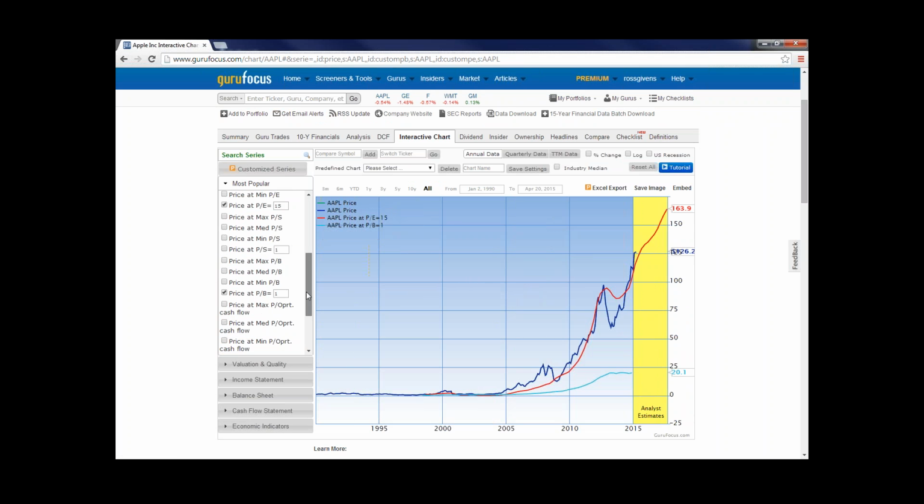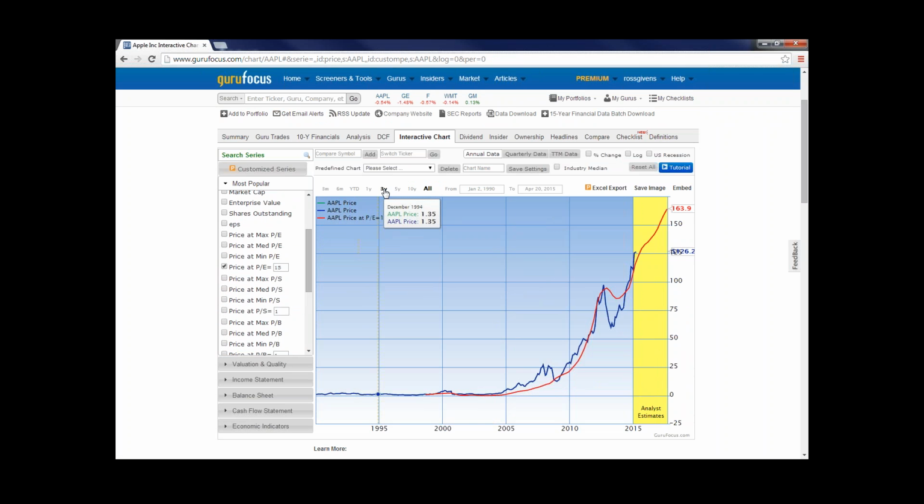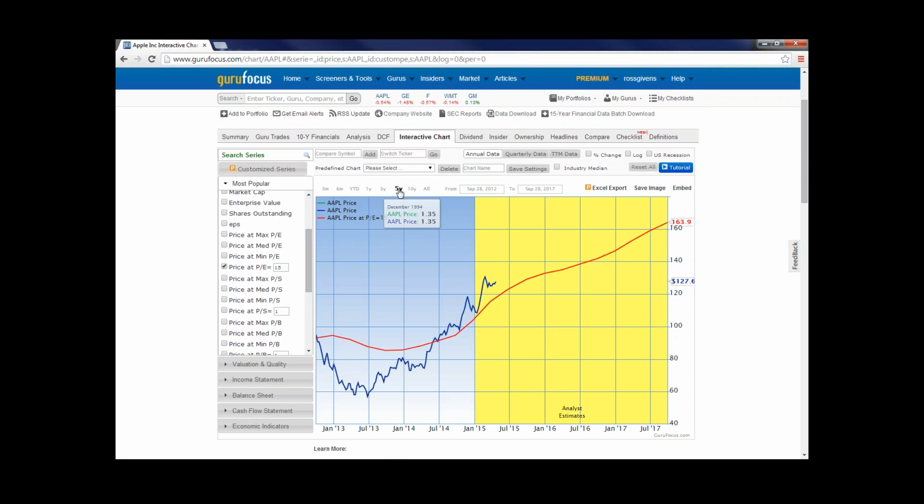What we see here, let's get this price to book one off there. Let's just focus on the earnings. That's really what matters with a stock like Apple. And let's just go down to a 5-year chart. So again, this is where it's really powerful, right? What would you say an Apple caliber stock is valued at?